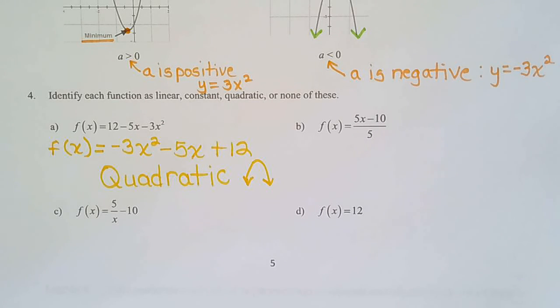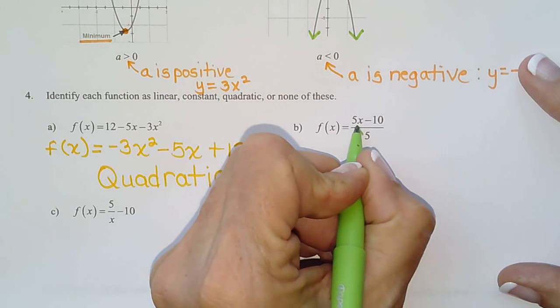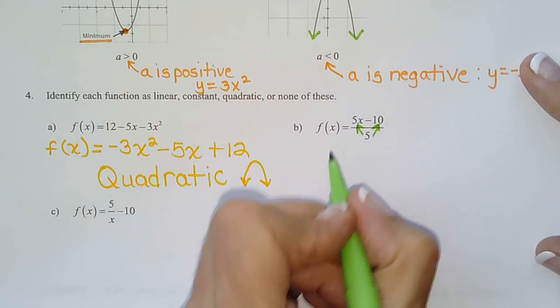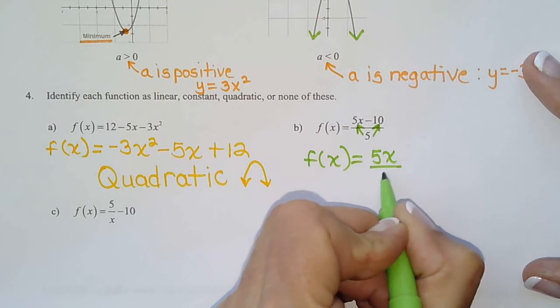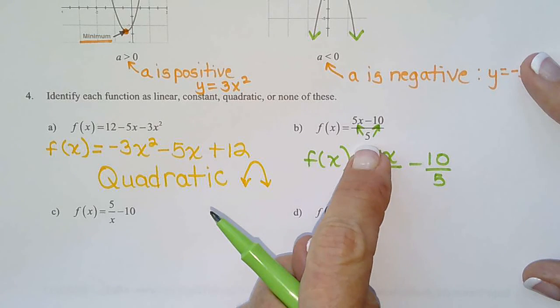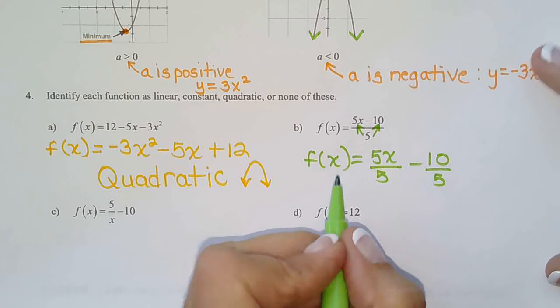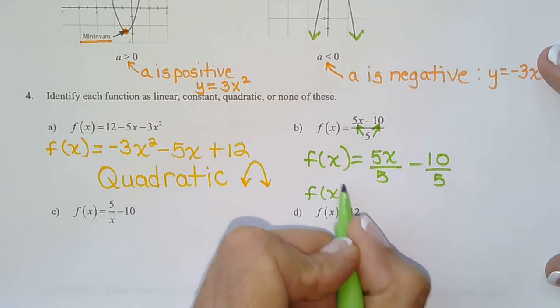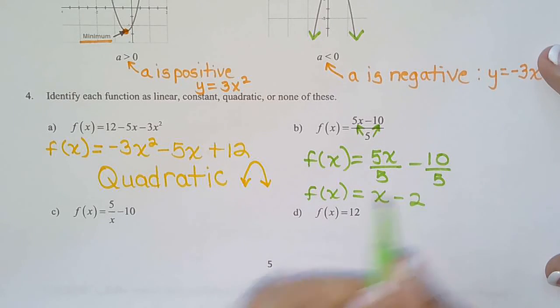B's a little bit trickier. That one sometimes tricks students. Whenever you have something in the denominator that goes into both of those, you just divide them both by this. So this is really the same thing as this: 5x over 5 minus 10 over 5. So that item in the denominator goes into both terms in the numerator. So if I were to simplify this, I get f of x equals 1x minus 2.